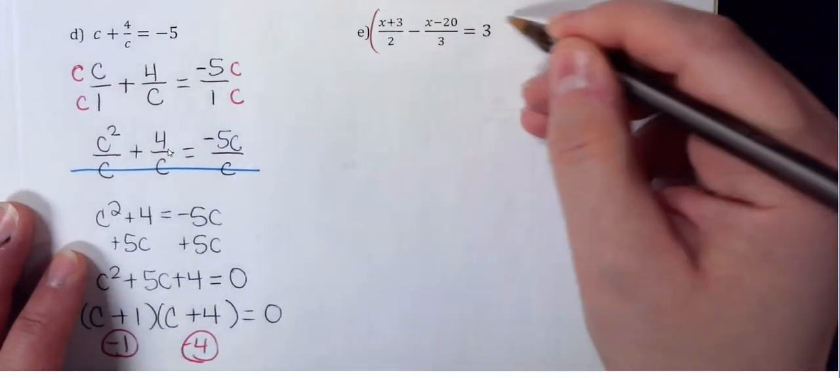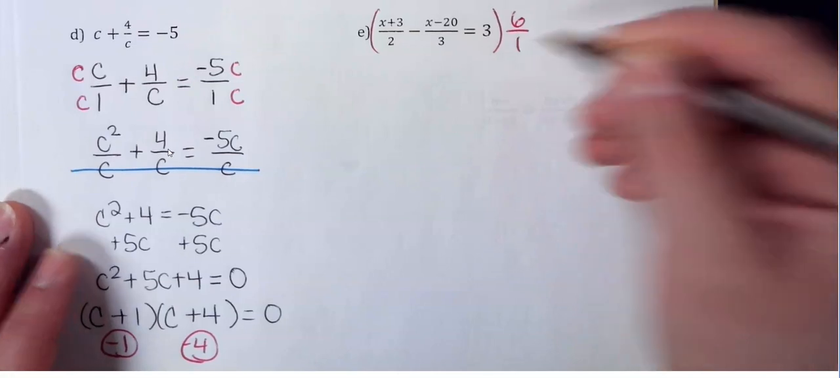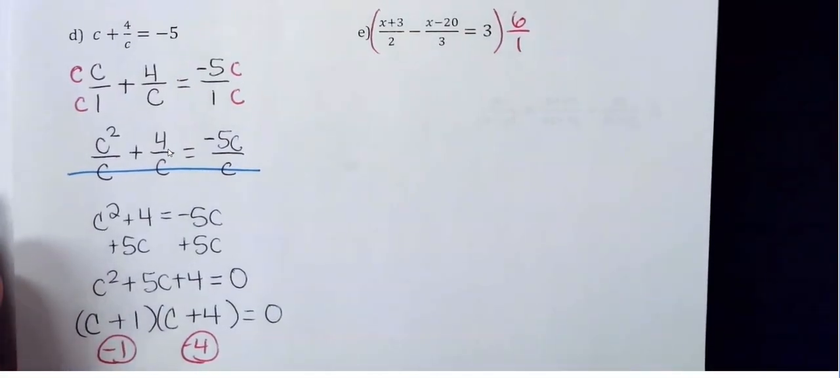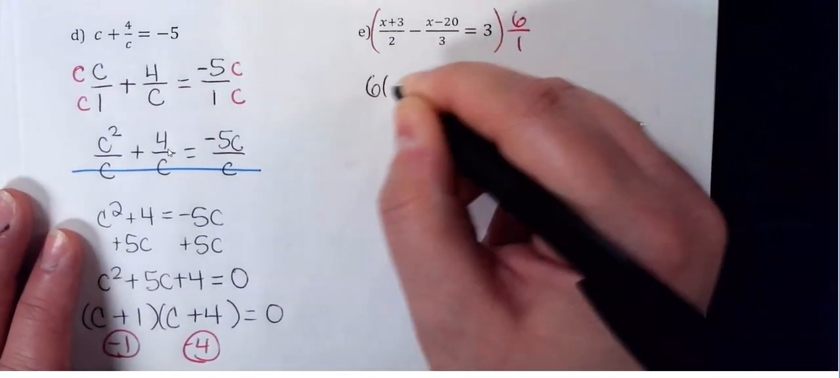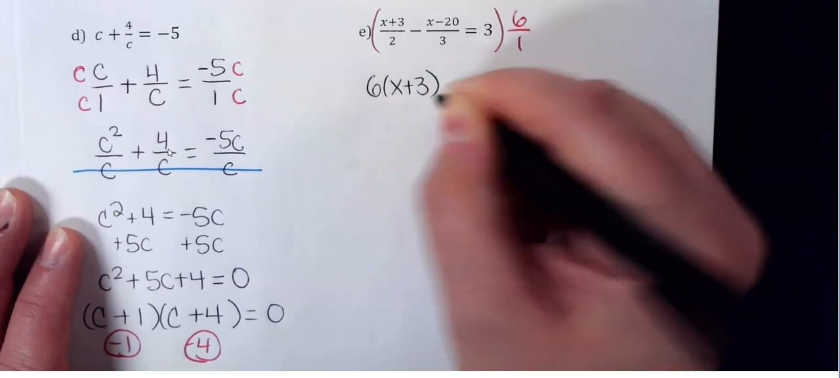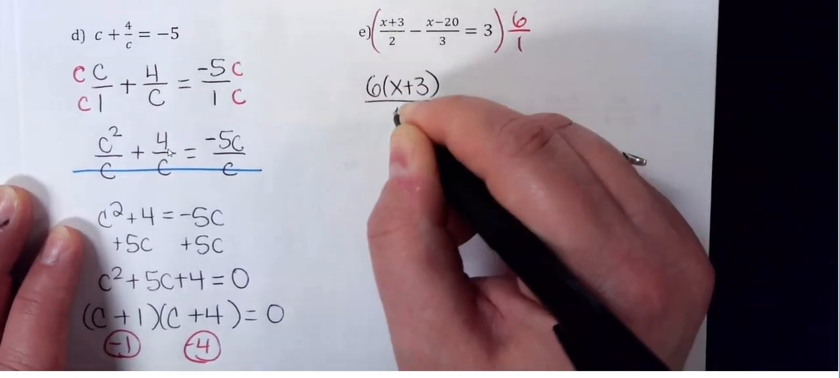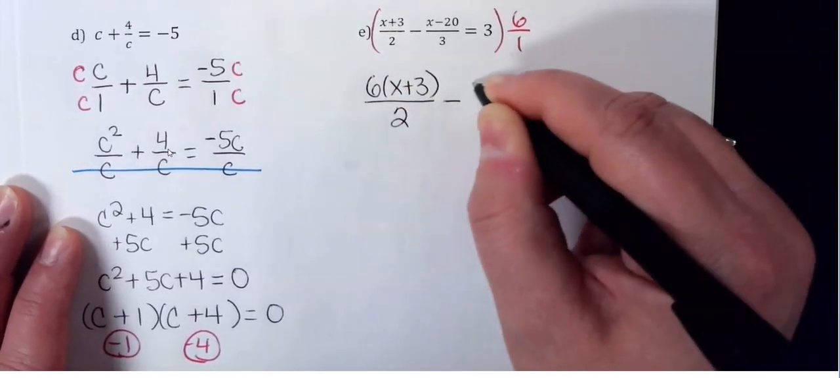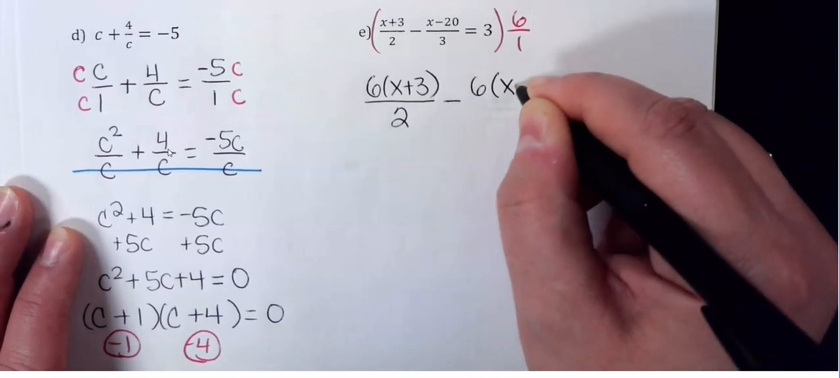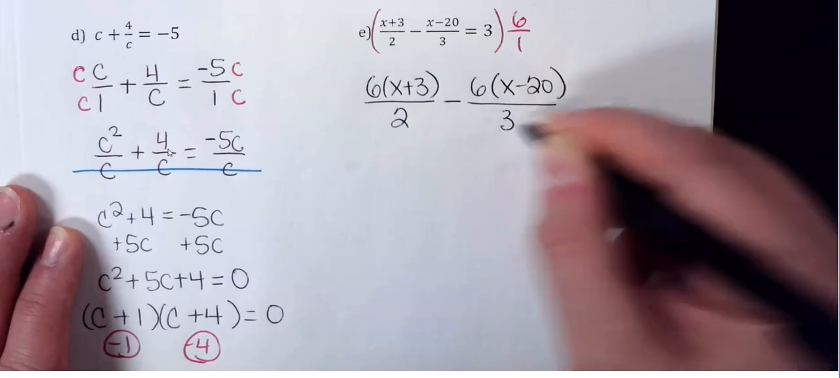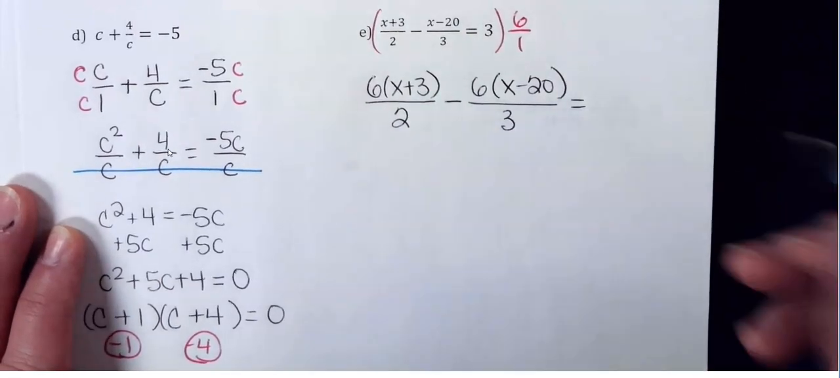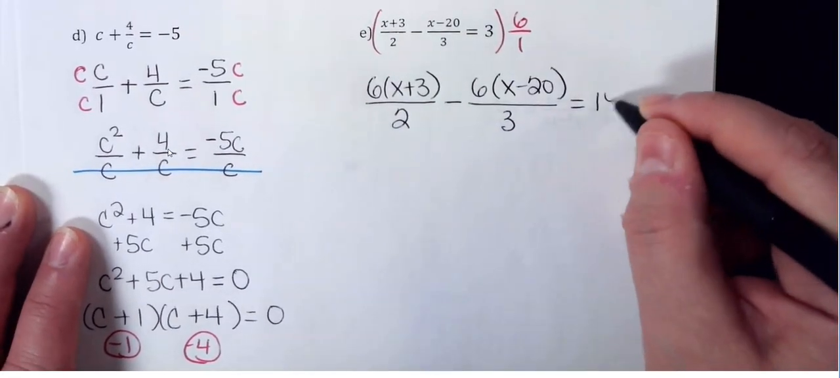Okay, just do me one favor. Just multiply everybody on both sides by 6. Now, you got to remember, it's got to go in the top of the fraction, and that will get rid of the fractions. So here's what I'm going to do. For that first one, I'm going to do 6, and then I'm going to put that x plus 3 in parentheses. We'd have the 2 on the bottom. Second fraction, again, I'm just going to put that 6 out in front. X minus 20, put that in parentheses, 3 on the bottom. And then on the other side, it's just 3 times 6, so that's just going to give you 18.